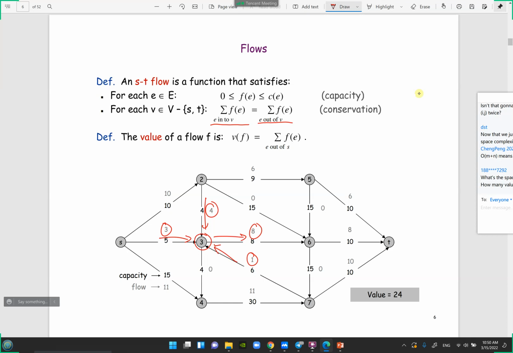So these are the 2 conditions which we have to satisfy for every node.